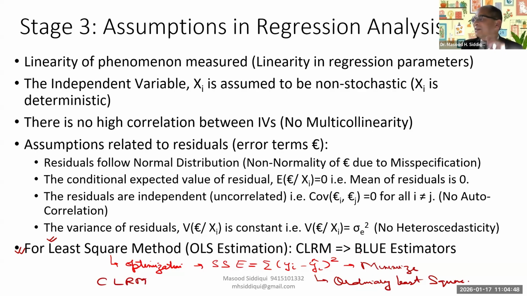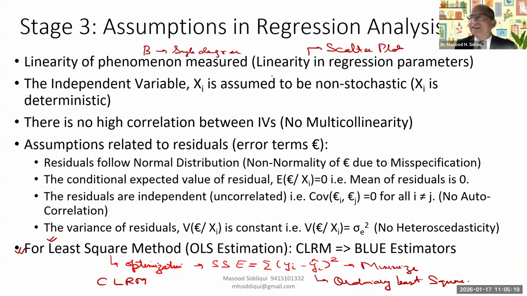BLUE estimator means best linear unbiased estimator, right? So for this purpose, we require certain assumptions. Now let us briefly test these assumptions. The first one is the linearity of the phenomena discussed, which means all betas should have a single degree. So this linearity is with respect to the regression parameter. It can be examined by scatter plot.